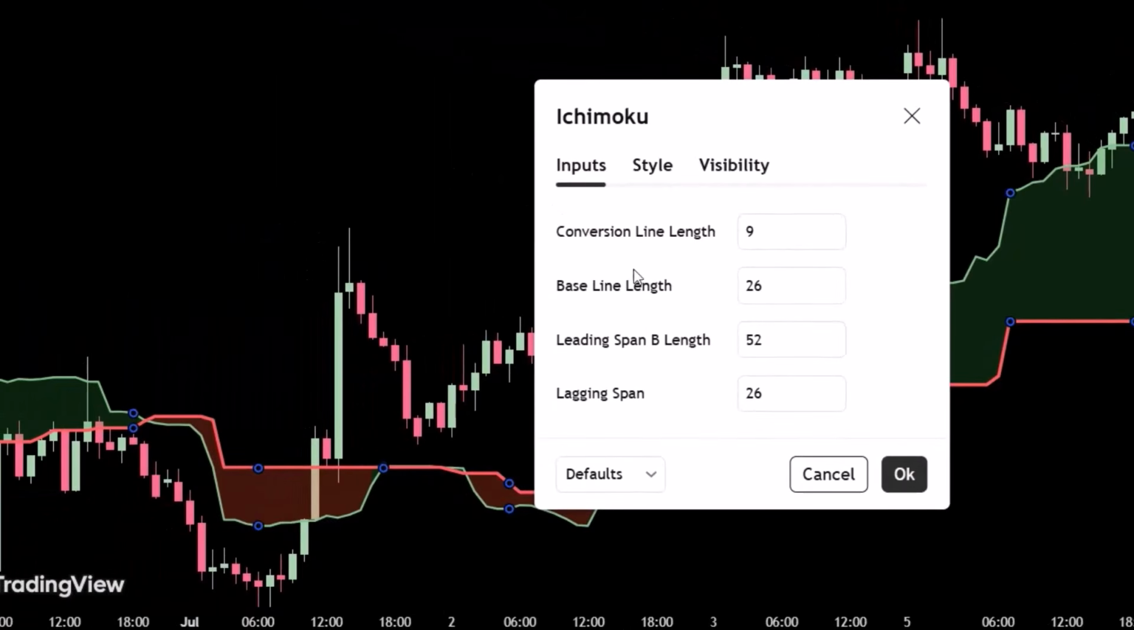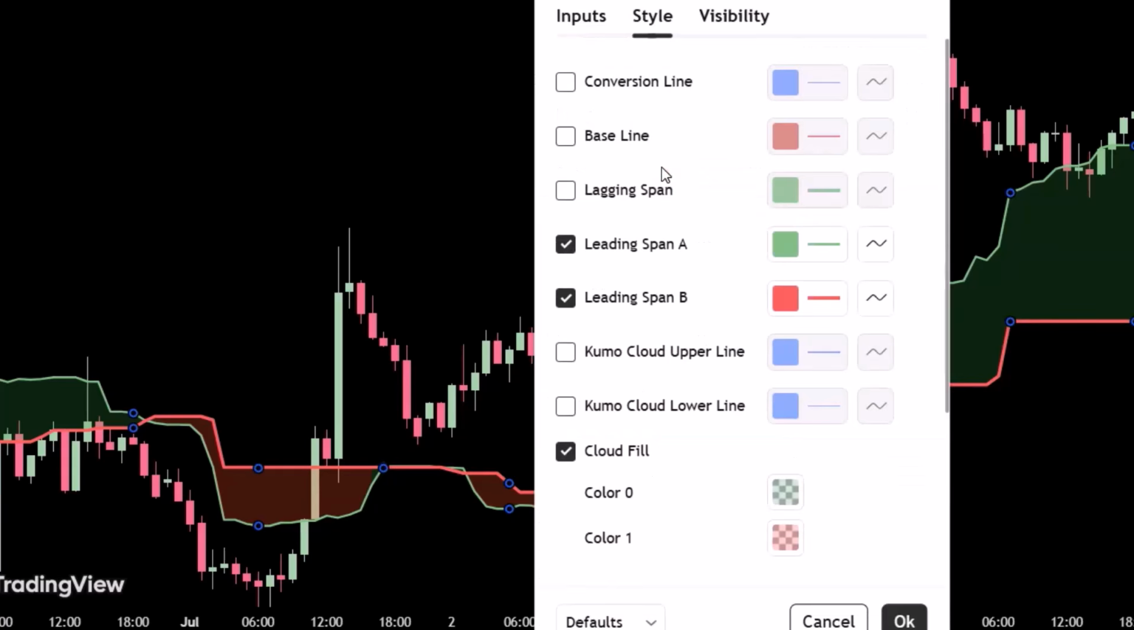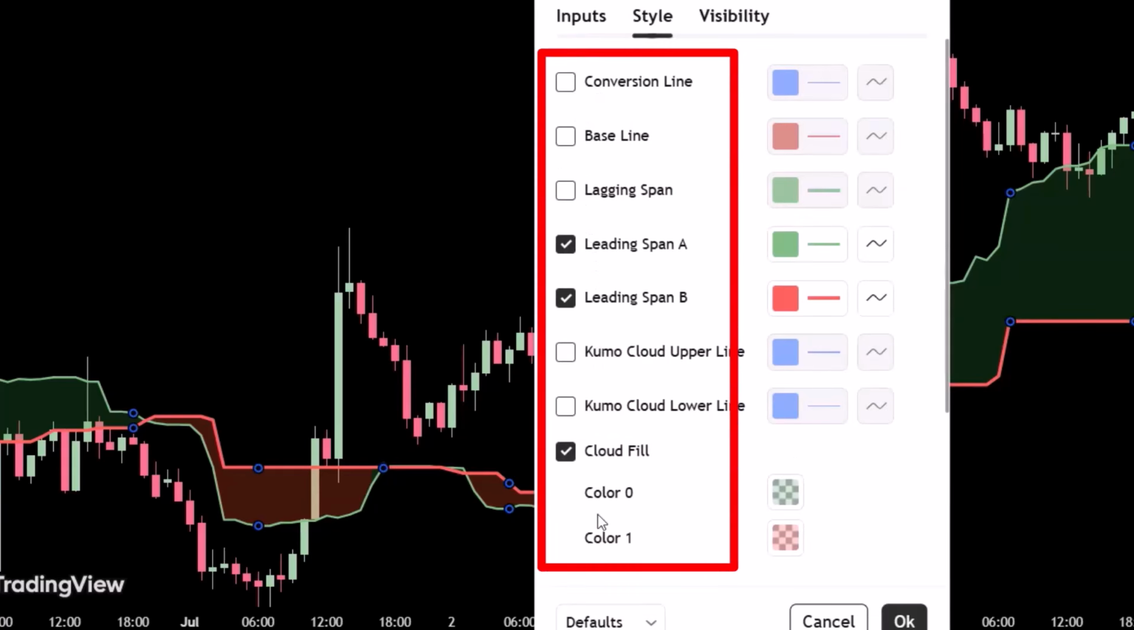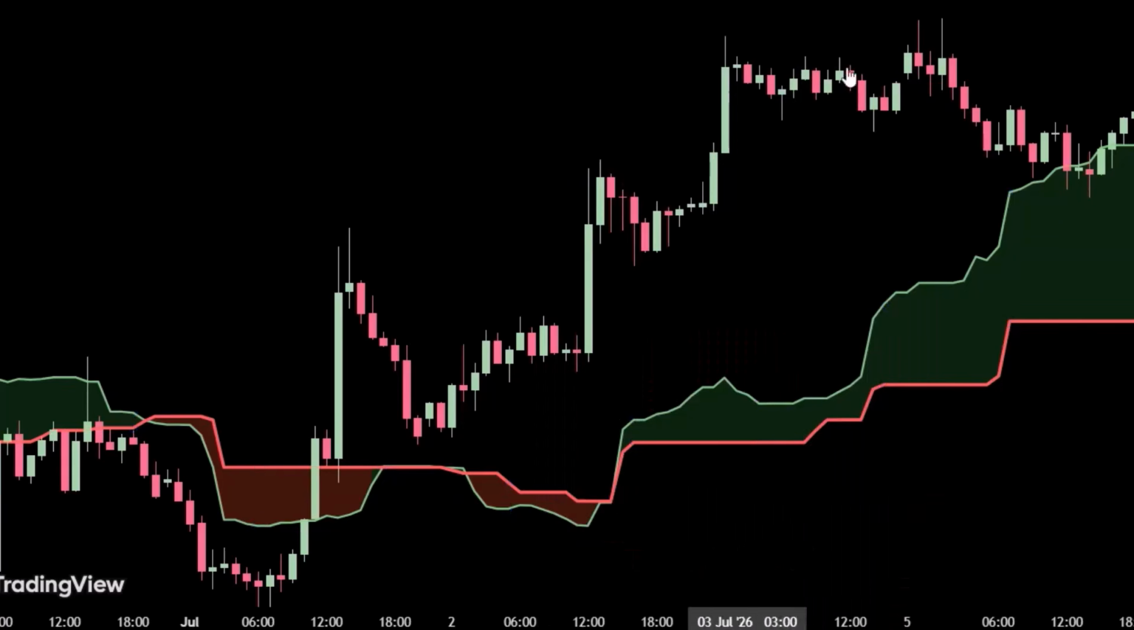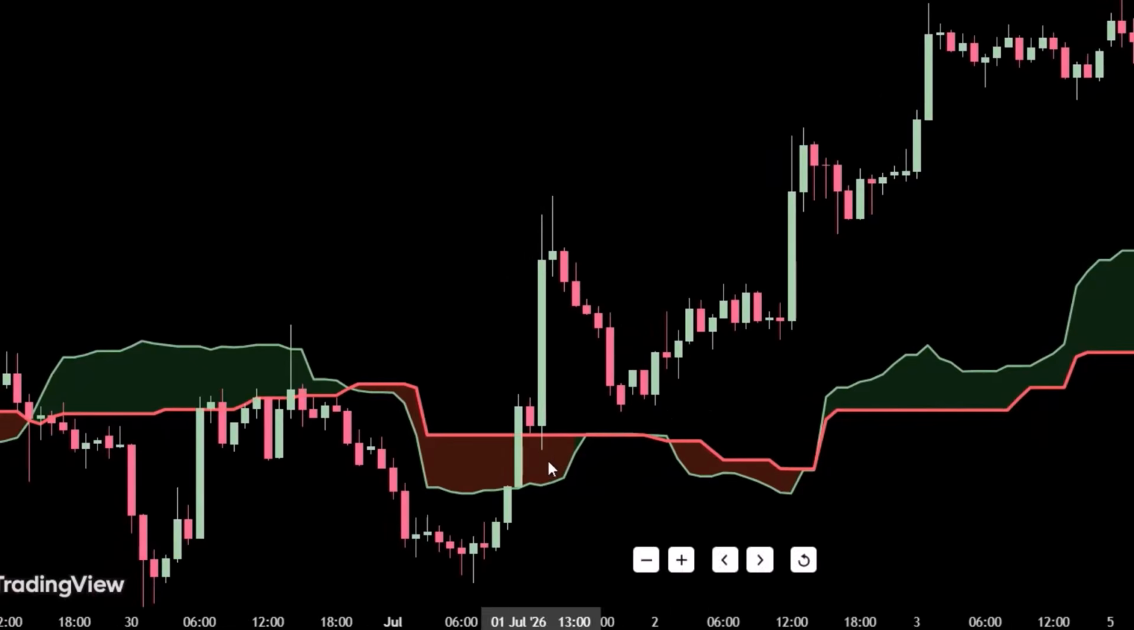Now let's make the chart cleaner. Open the indicator settings. In the Input tab, keep the default settings. Then go to the Style tab and hide all parts except leading span A, leading span B, and the cloud fill. Now we have a cleaner chart and we can clearly see the cloud area. The Ichimoku Cloud helps us understand the market environment and identify important breakout areas.